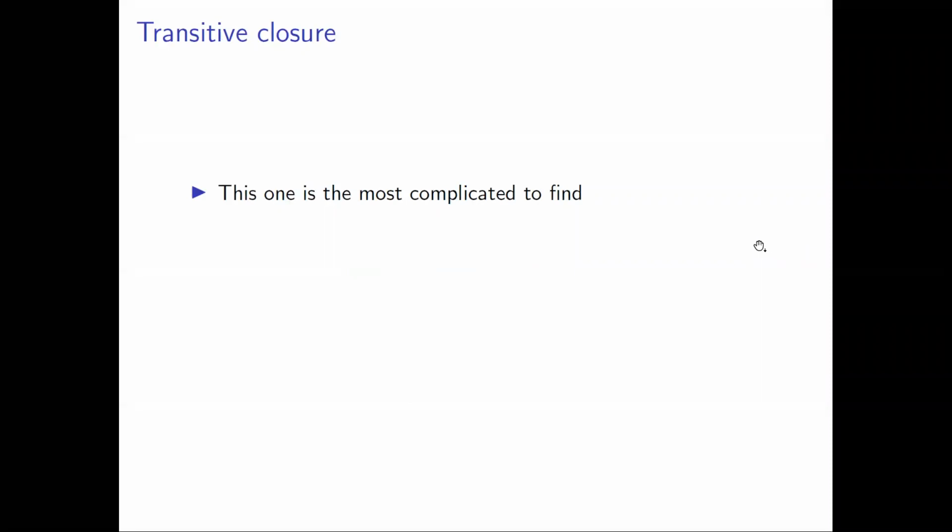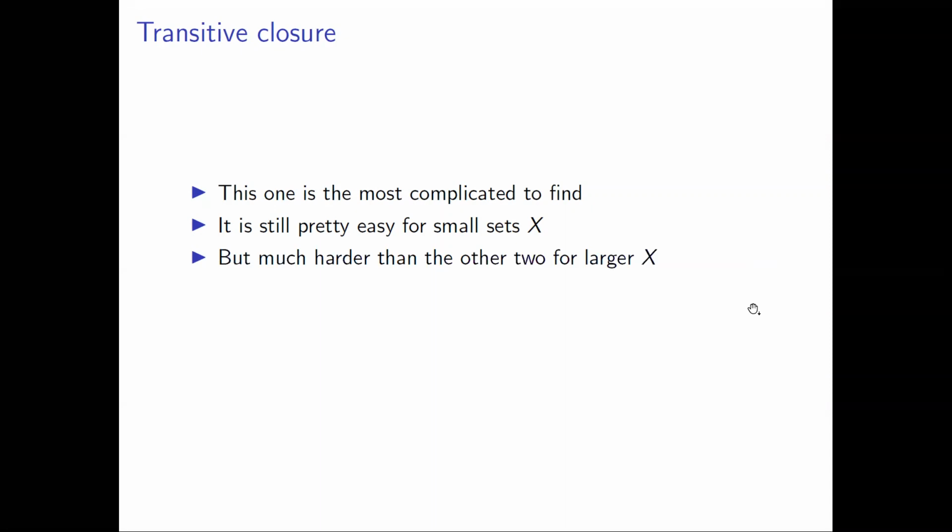The last type of closure that we will look at in this video is transitive closure. This one usually requires the most calculations to determine. For small sets, sometimes it can be pretty easy to calculate this, but for larger sets, it's usually much more complicated than the two that we already discussed. In order to describe a general algorithm or method to find the closure, we're going to discuss a couple terms.